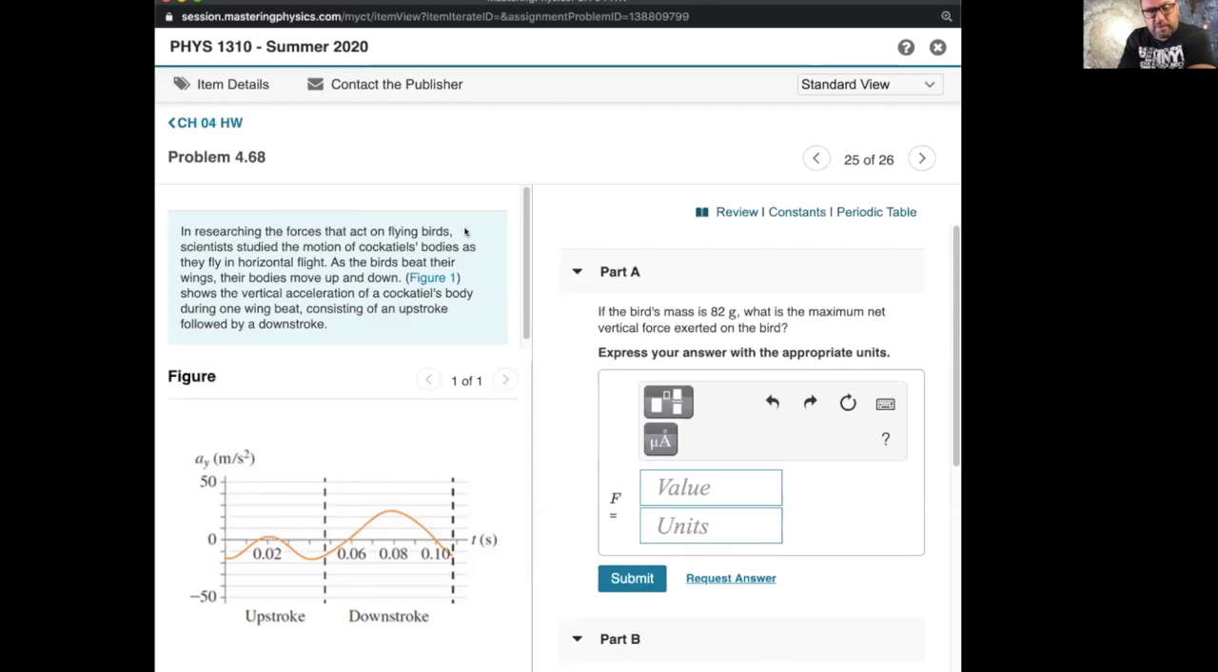Okay, so let's look at the first one. Right here we notice that the highest acceleration looks like about 25 meters per second squared. That is the acceleration caused by a downstroke, because when the bird flaps its wing down, the bird goes up. So if the bird's mass is 82 grams, what is the maximum net vertical force exerted on the bird?